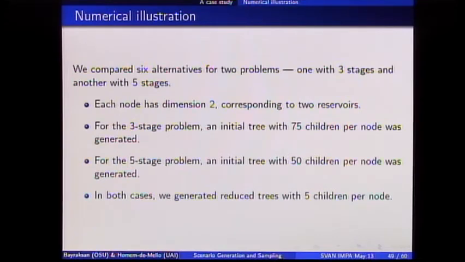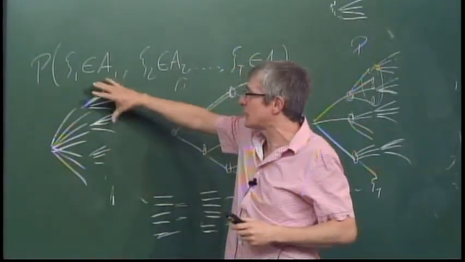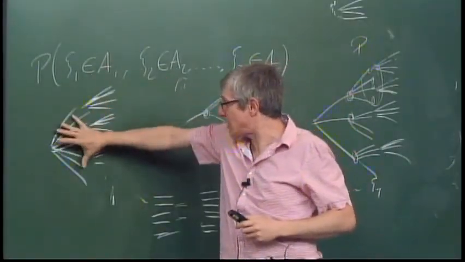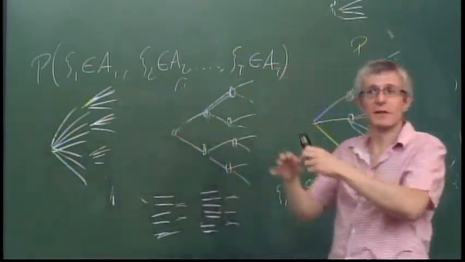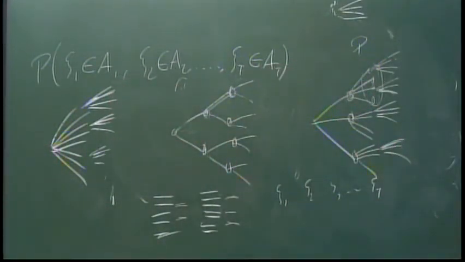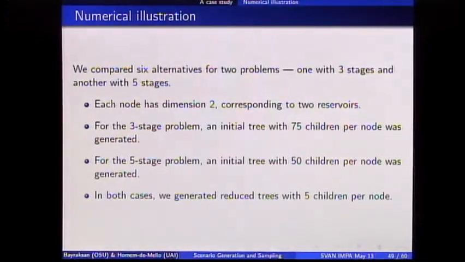Because 2 reservoirs. So for this 3-stage problem, what we did was we had an initial tree of 75 children, right? Generated this with quasi-Monte Carlo. We had 75 children per node. So it's a very thick tree, right? And we wanted to generate one with only 5 per node, right? Much, much smaller. You start with 75 for each one, and you get one with just 5, okay?